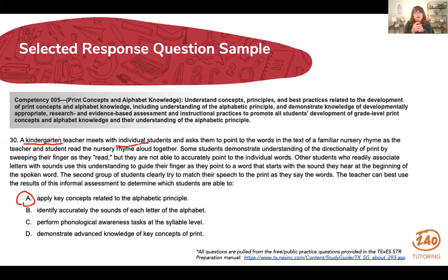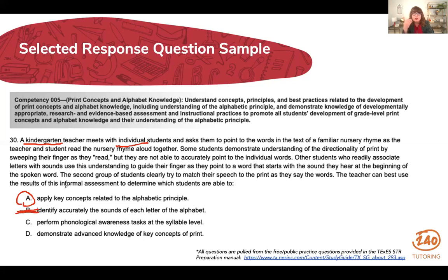this more formally, individually, and say, come show me, or come tell me what sound this letter makes. But in this scenario, it sounds like the teacher's basically saying, can you show me what you can do in this book? And that's the scenario here. So we're not looking at individual sounds. So B is not correct. We're not just matching letter to sound.